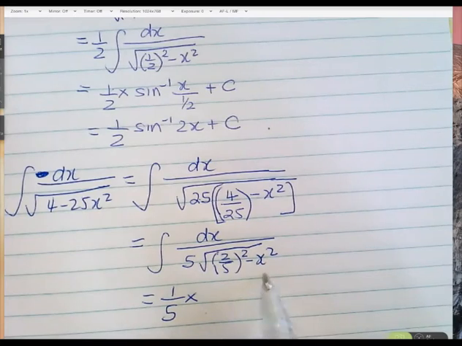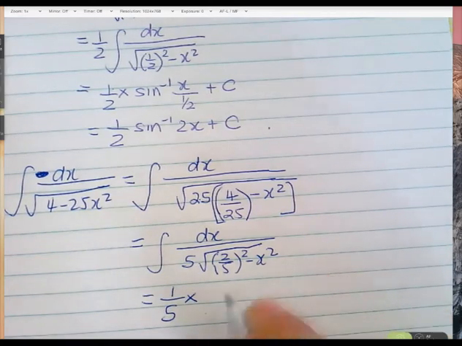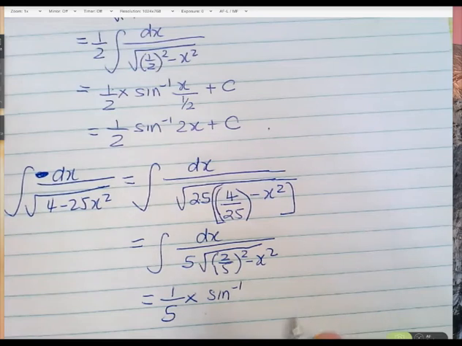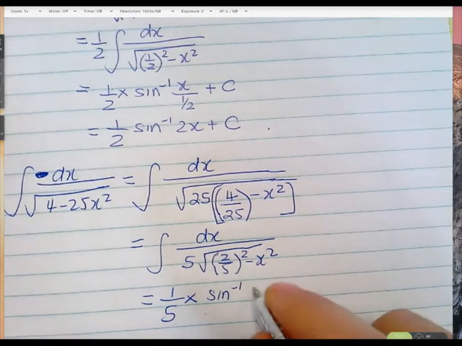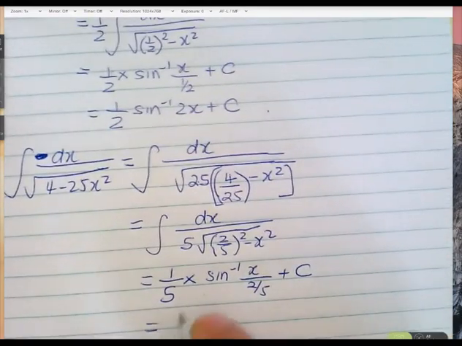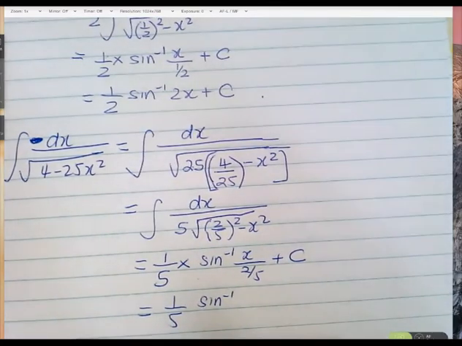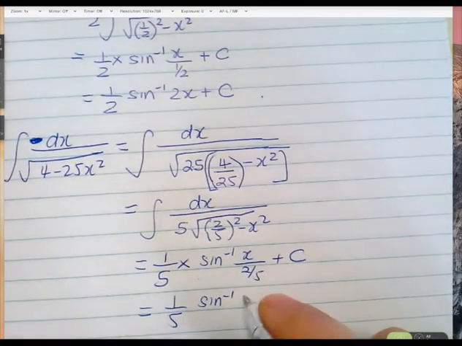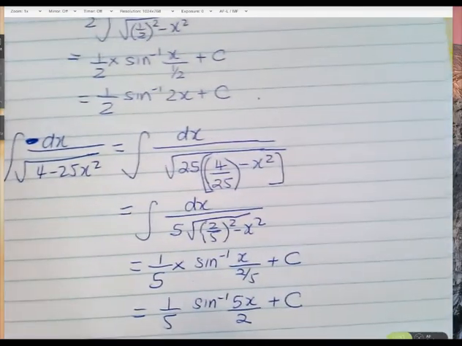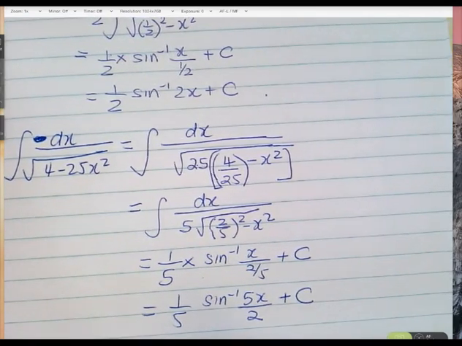And what do we do? A 5th times the integral, which will be what? Inverse sine of, do you know what we're doing, girls? X divided by 2/5 plus c, which is 1/5 inverse sine of 5x on 2 plus c. Girls, are we okay with this? All right. We'll do one more.